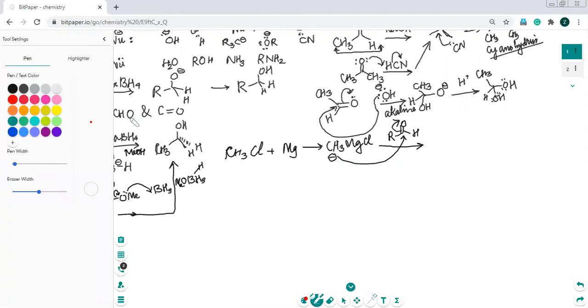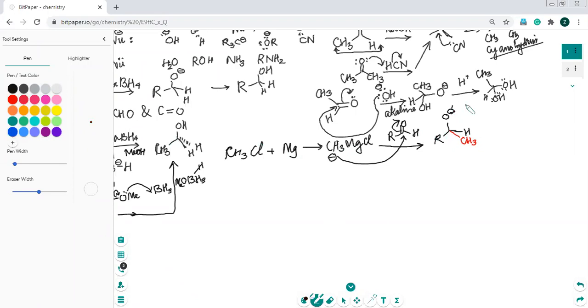This will form R, oxygen with a negative charge, H, and what is your nucleophile? The nucleophile is CH3, and here is a new bond which is formed. This is the new bond and the CH3. From where does the CH3 come? It comes from the Grignard reagent. Okay, so you get a secondary alcohol. You get a secondary alcohol from this.